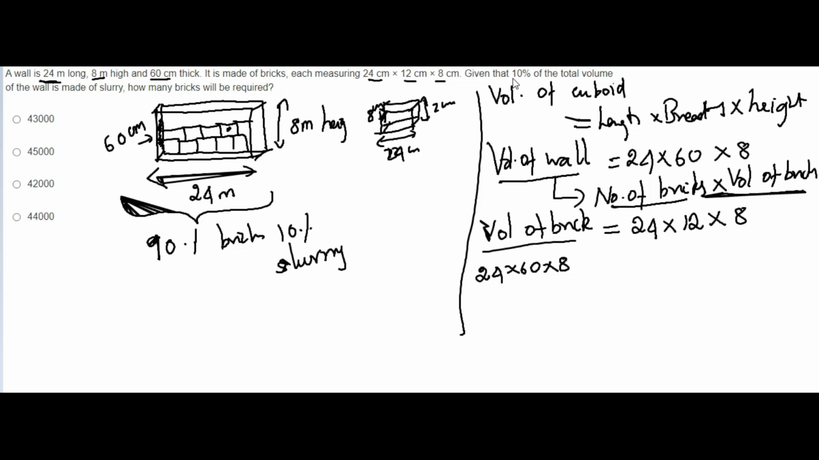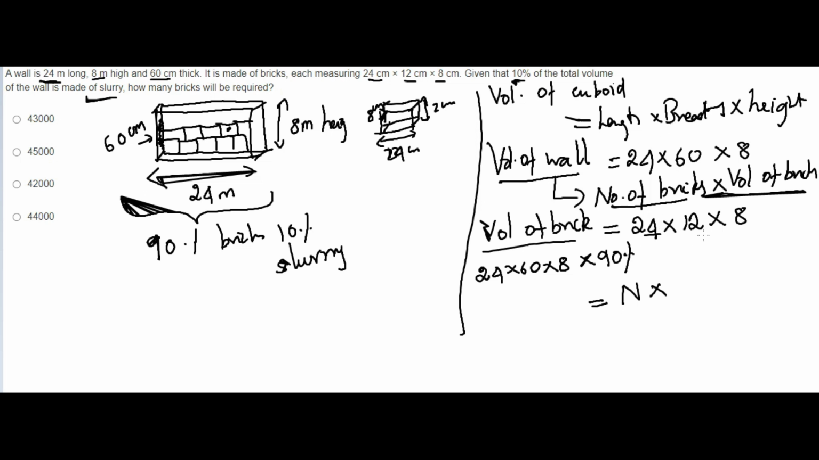What they have given is that 10% of the volume will be made up of slurry. So 10% slurry means the remaining 90% should be brick. Is it right? So that should be multiplied by 90 percentage. That is equal to the number of bricks. We don't know the number of bricks, so we take it as n, multiplied by the volume of a brick.